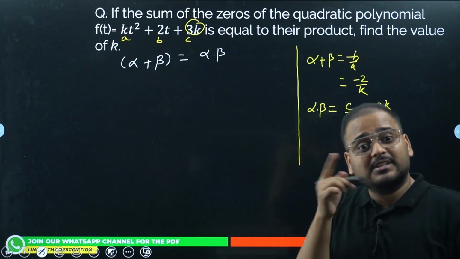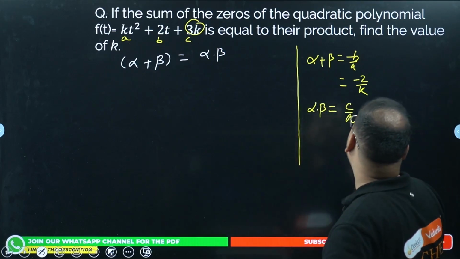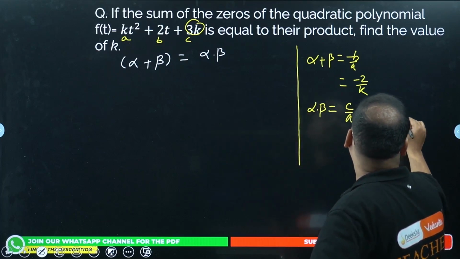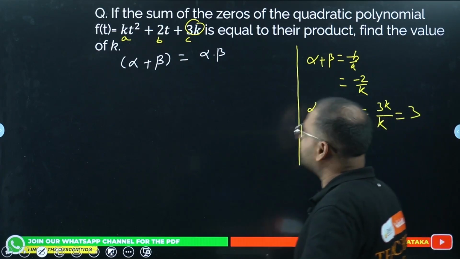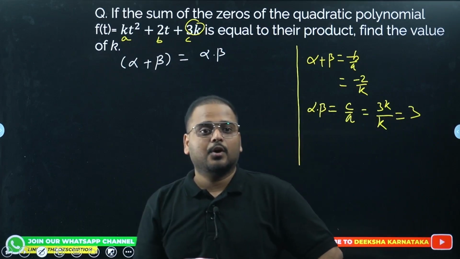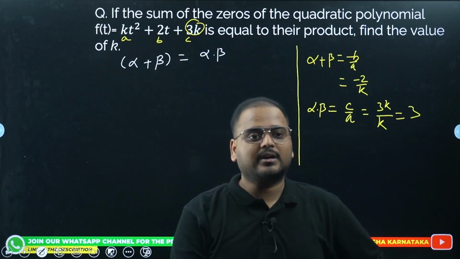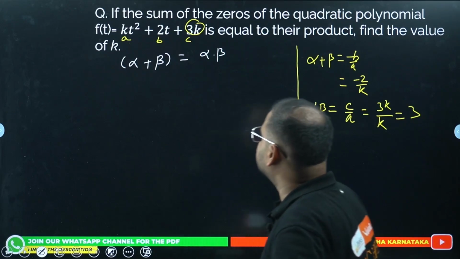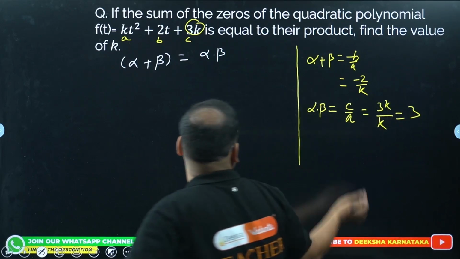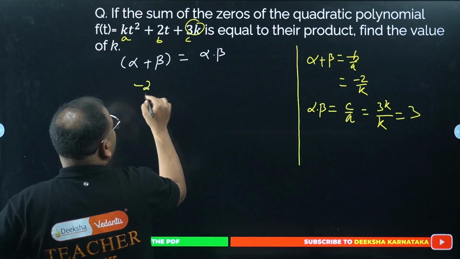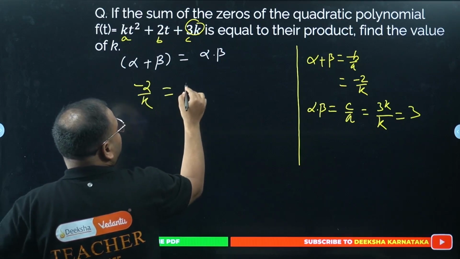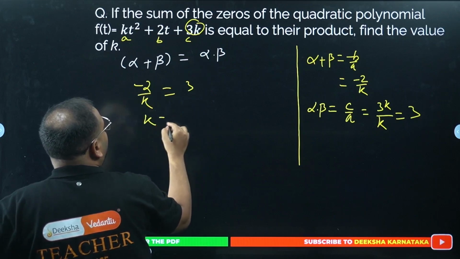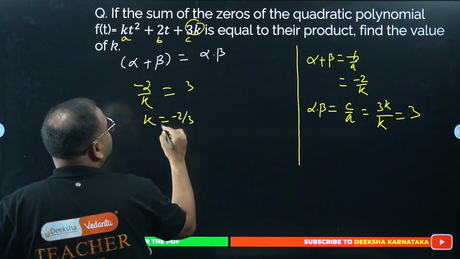K is a variable, but it is a constant in this case. So 3k by a. A is what? k. I'll write k here, cancel it, becomes 3. 3k by k is 3. Okay sir. Product and sum we have found out. Now in the question, they are equal. So we make them equal. Minus 2 by k is equal to 3. K there, 3 here, it becomes k equal to minus 2 by 3.